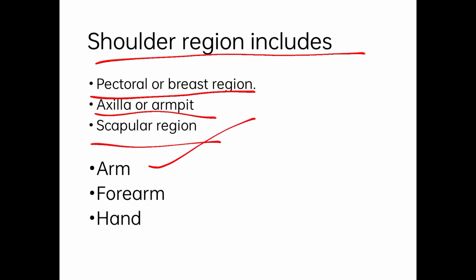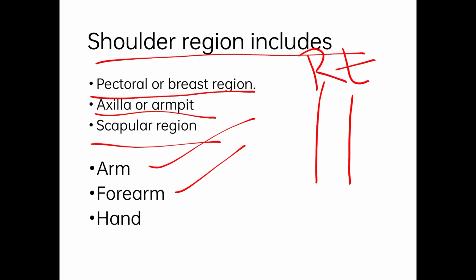Moving further to forearm. It extends from the elbow to the wrist. The bones of the forearm are radius and ulnar. Consider this as the right upper limb. So here is radius, here is ulnar. The thumb side is radius bone and the little finger side is the ulnar bone.